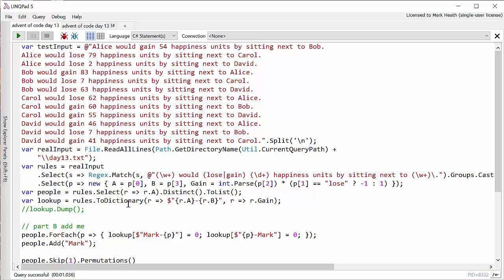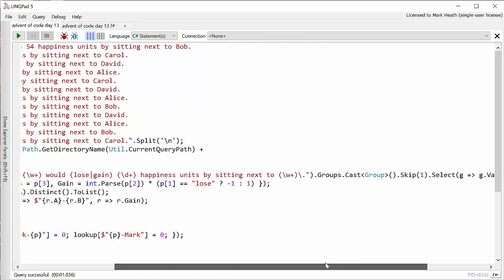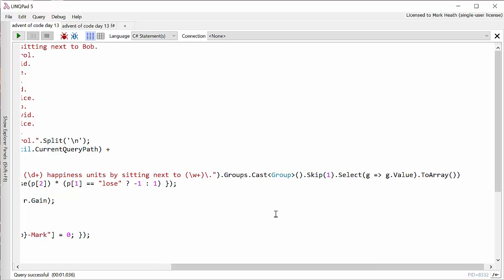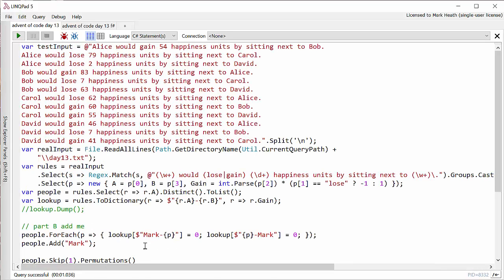And again, regex.match doesn't really play very nicely with LINQ. You have to go through this rather convoluted transformation to get the groups, cast them into a strongly typed enumerable of group, skip over the first one because that just matches the whole string, and then select the value of the group and turn it into an array. So a little bit of a pain, but once we've done that, we can pick out the two names and the gain, happiness gain amount, whether it's positive or negative, and parsing the integer.